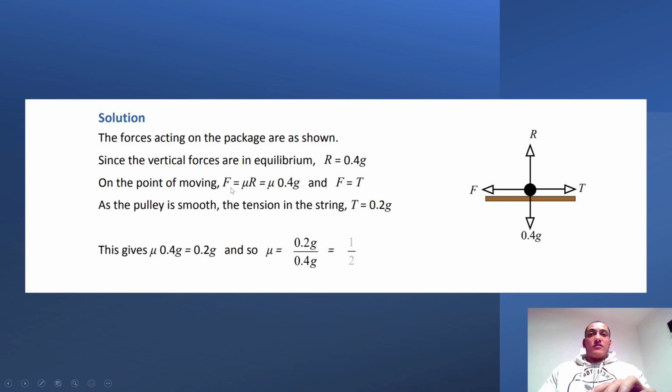On the point of moving, let's take the formula F equals UR. Since we need UR, there's 0.4 multiplied by 9.81 multiplied by the coefficient of friction, and F equals the tension. As the pulley is smooth, the tension in the string is 0.2g. This gives us U times 0.4 times 9.81 equals 0.2 times 9.81. So basically the coefficient of friction, putting F over R, is one half.